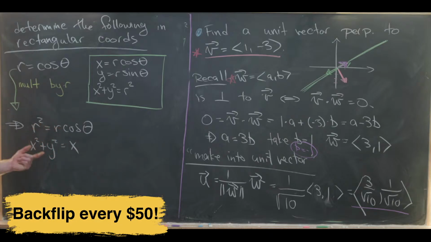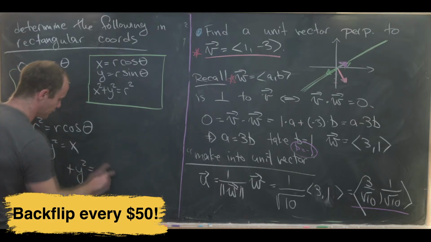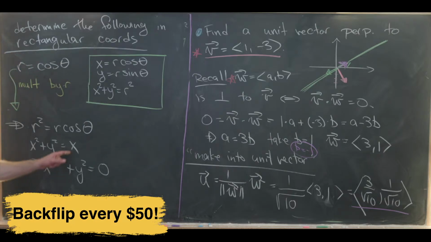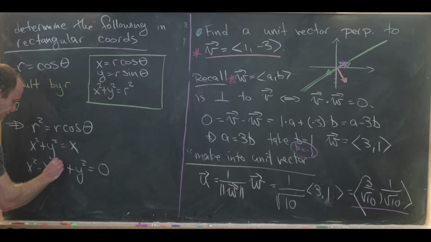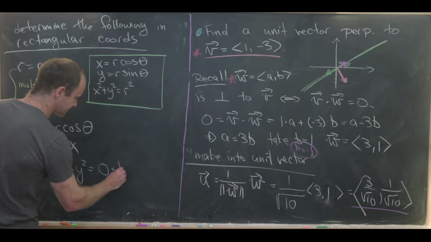Well, okay, that's a curve in rectangular coordinates, but what curve is it? Well, we could maybe complete the square and figure that out. So x squared minus x plus y squared equals, well, 0 at the moment. So I just moved the x over. So now we're going to add something here to complete the square. The general rule for completing the square is you take half of the linear coefficient and you square it. So half of 1 is half, squared is quarter. So this is going to be plus quarter.